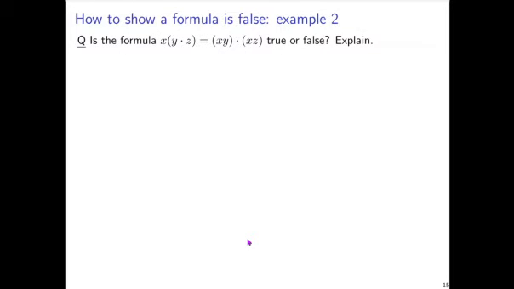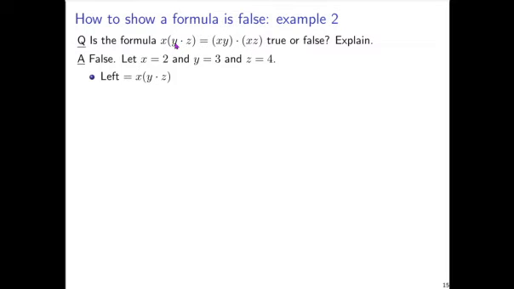Let's take a look at another one. Is the formula x times quantity y times z equal to xy quantity times xz quantity true or false? Explain. Again, the way this is worded, the question does not give away whether this is true or false. This one happens to be false. We need to substitute numbers for each of the variables. Again, we should pick some values that will make everything work out so that the left side and right side will simplify to different numbers. So here's what will work. I picked x is 2, y is 3, z is 4. There are other choices that would work, but let's just go with these ones.